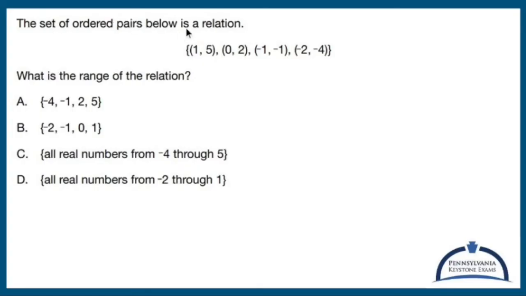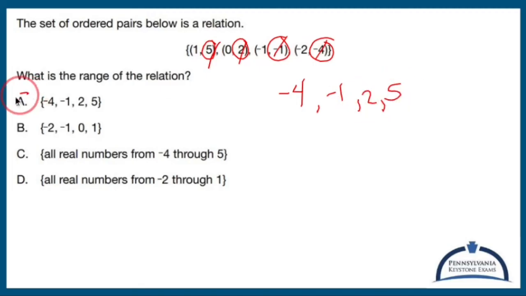The set of ordered pairs below is a relation. So without looking at the problem, (1, 5), (0, 2), (-1, -1), (-2, -4), this is a function. But that's not what it's asking me. What is the range of the relation? The range is the y values. Domain is the x. Range is the y. So 5, 2, -1, -4. It looks like they want me to put it in order. So putting it in order from least to greatest is -4, then -1, then 2, then 5, which is A. Range is y values. That's all I have to do. Don't overthink it.